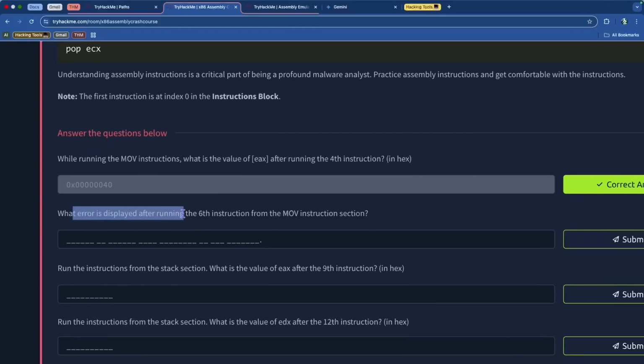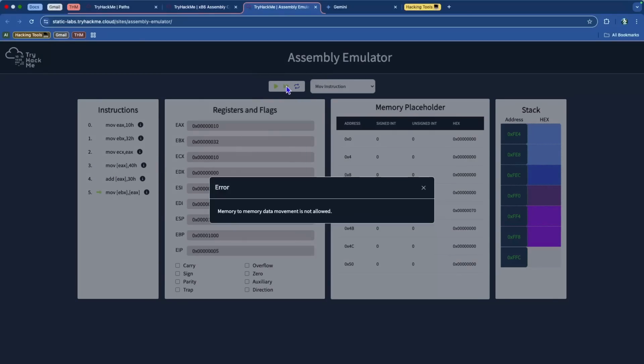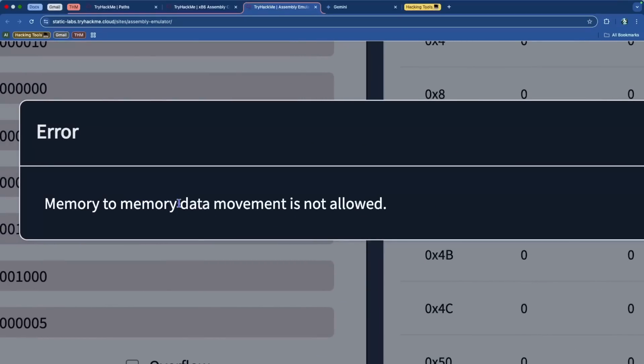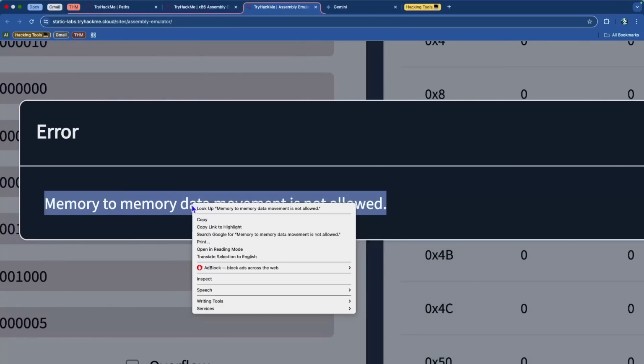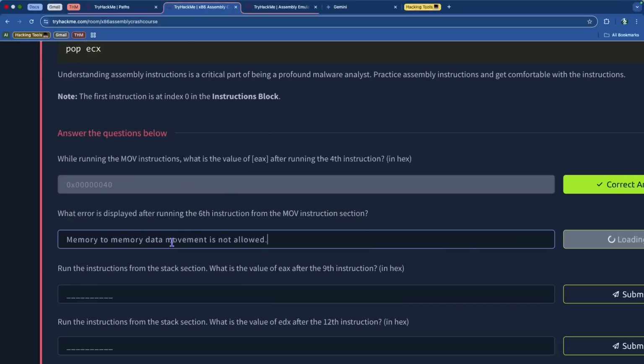What error is displayed after running the sixth instruction from the move instruction section? So we are now on 4. Let's move to 5 and 6. And it says error, memory to memory data movement is not allowed. So that's the error. So let's go here and paste that here.